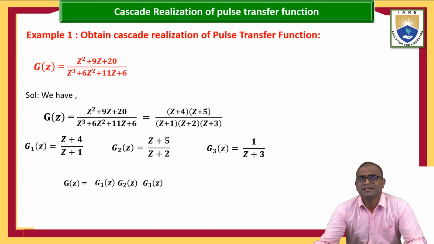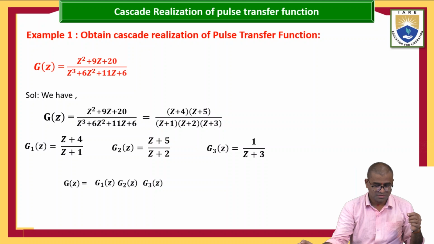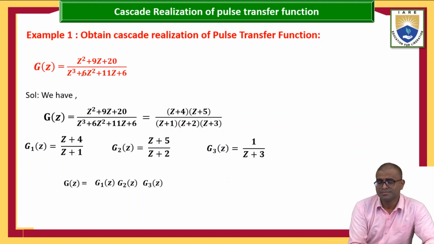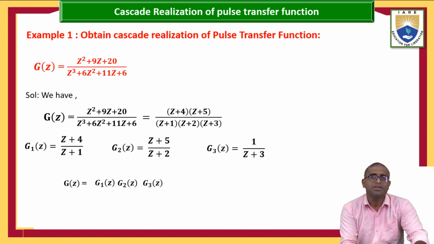Next, for the example, I want to go into obtaining the cascade relation of the pulse transfer function. Given function is (z square plus 9z plus 20) by (z cube plus 6z square plus 11z plus 6). First of all, in the denominator the power is 3.